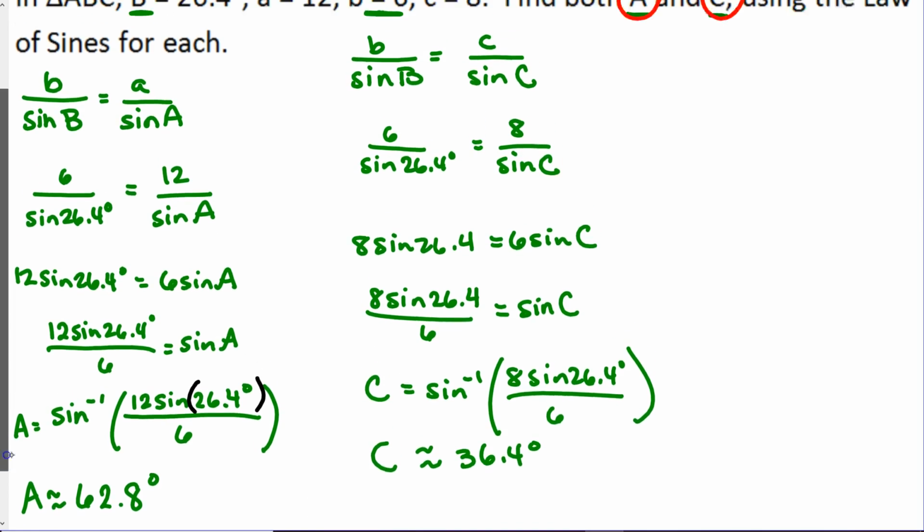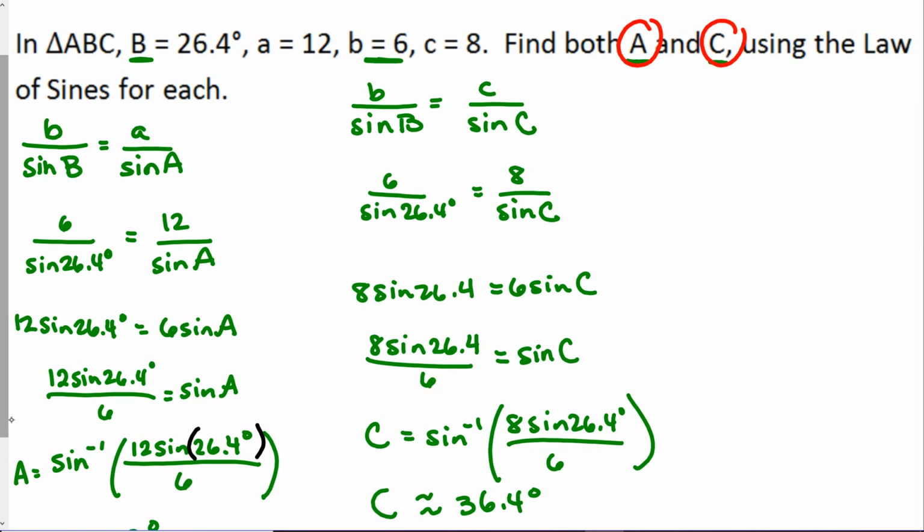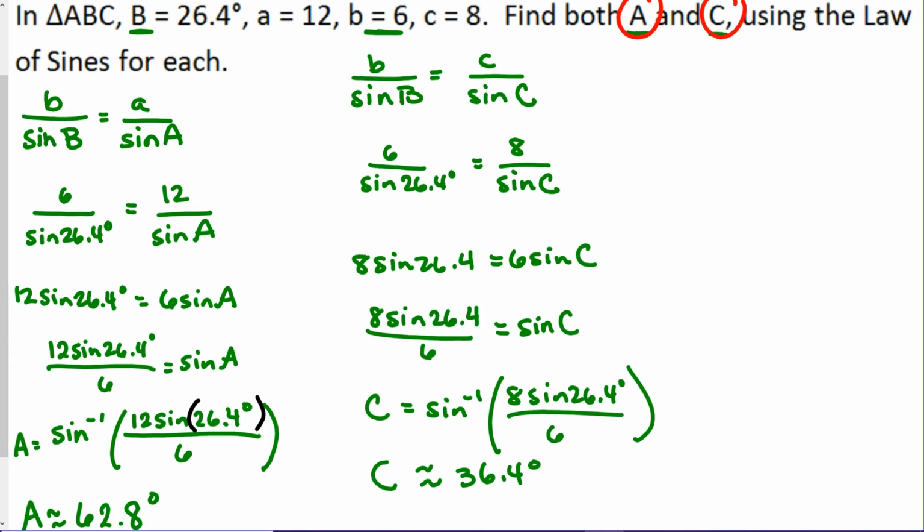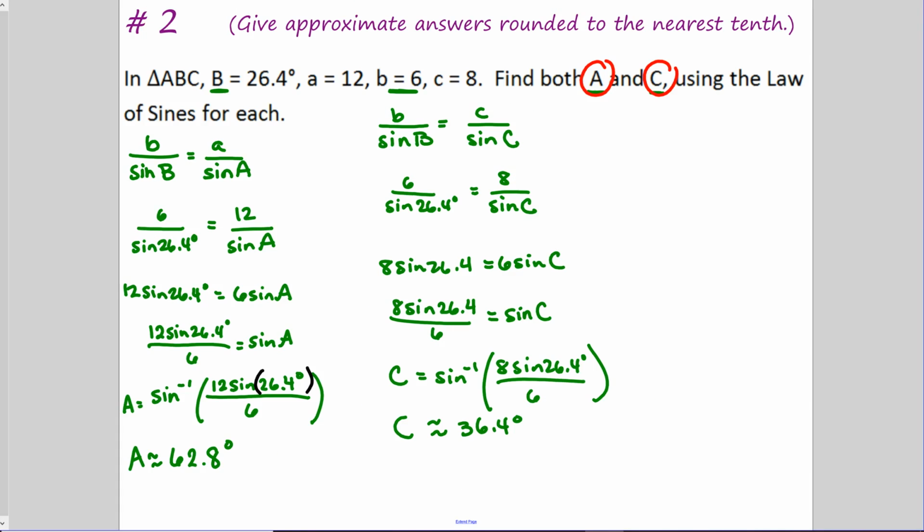So in that problem, we already knew 4 of the things. We knew all 3 sides and we knew 1 angle. So all we had to do is find the other 2 angles. But I want you to think about this for a minute. Look at what we have. We have angle B, 26.4 degrees, angle A, 62.8 degrees, angle C, 36.4 degrees, approximately. What do those add to? If we add the approximate values of those 3 angles, we get 125.6 degrees. That's a problem. We know the 3 angles of a triangle are supposed to add to 180 degrees, and we did not get 180. So that means that something went wrong.